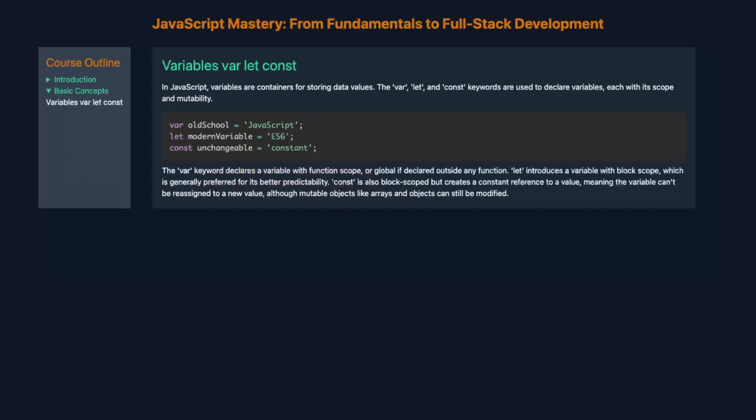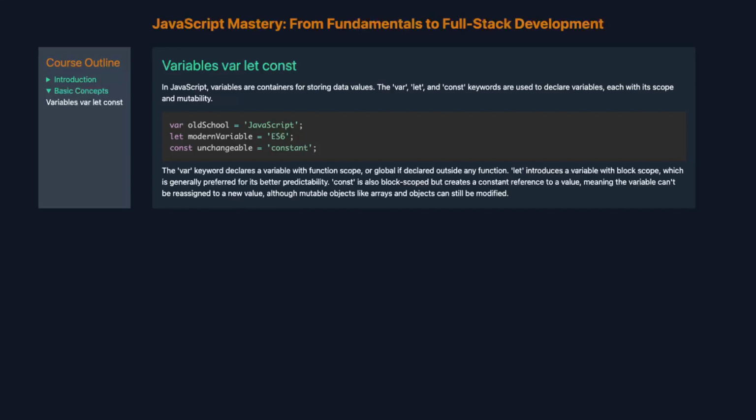Variables: var, let, const. In JavaScript, variables are containers for storing data values. The var, let, and const keywords are used to declare variables, each with its own scope and mutability. The var keyword declares a variable with function scope, or global if declared outside any function.